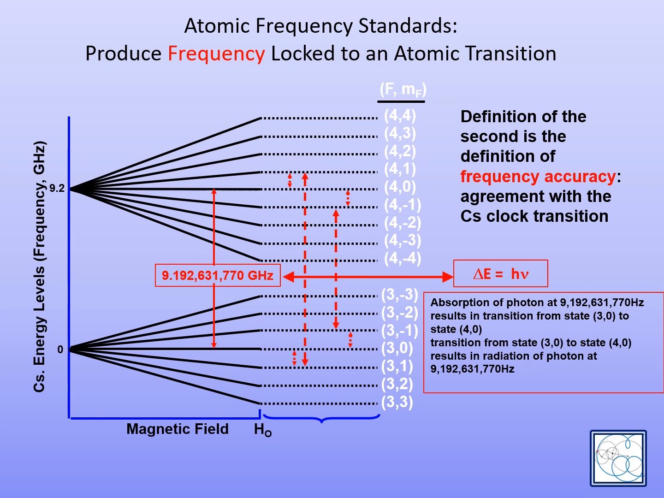So if an atom is in the upper state 4,0 and absorbs a photon of exactly that frequency, it will change from the lower state to the upper state if it absorbs a photon, or drop from the upper state to the lower state if it emits a photon of exactly that frequency.